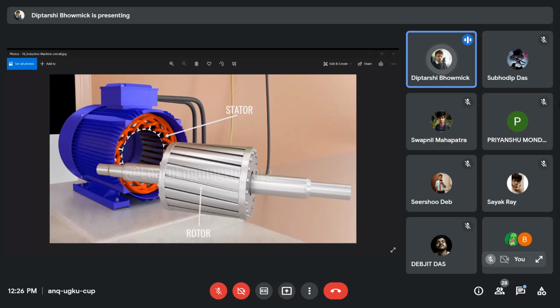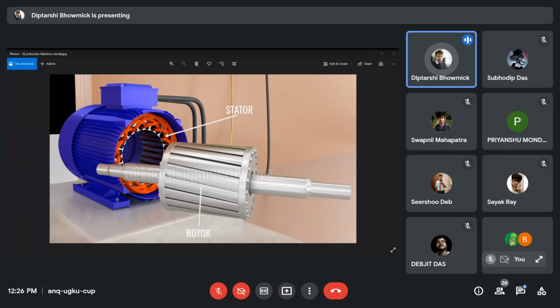Now, the number of poles cannot be less than 2. So the maximum synchronous speed of an induction motor is 3000 rpm, and the rated speed will be maybe 2940, 2950, like that. That is the maximum rated speed.